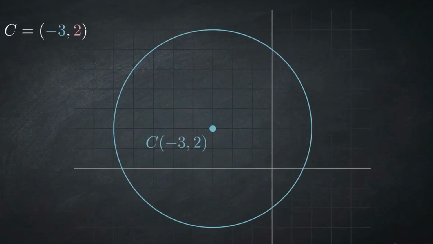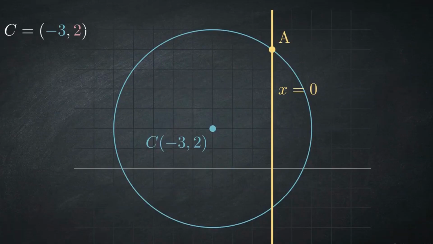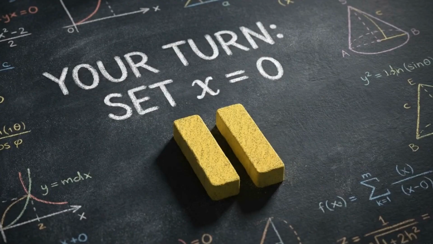To find point A, we look at its location on the y-axis. Every point on this axis has an x-coordinate of 0. Pause the video here and substitute x = 0 into the circle equation to solve for the y-intercepts yourself.